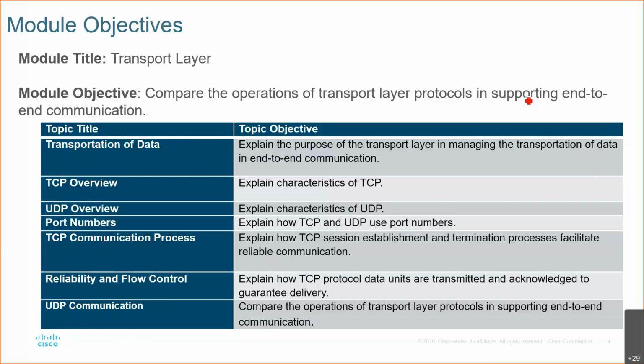We will look at how TCP sessions are established and terminated during communication. We will also look at reliability and flow control with regards to TCP, because that's something TCP guarantees. UDP does not. UDP's main focus is speed, rather than reliability. We will look at UDP and compare the operation of transport layer protocols in end-to-end communication, specifically TCP and UDP.